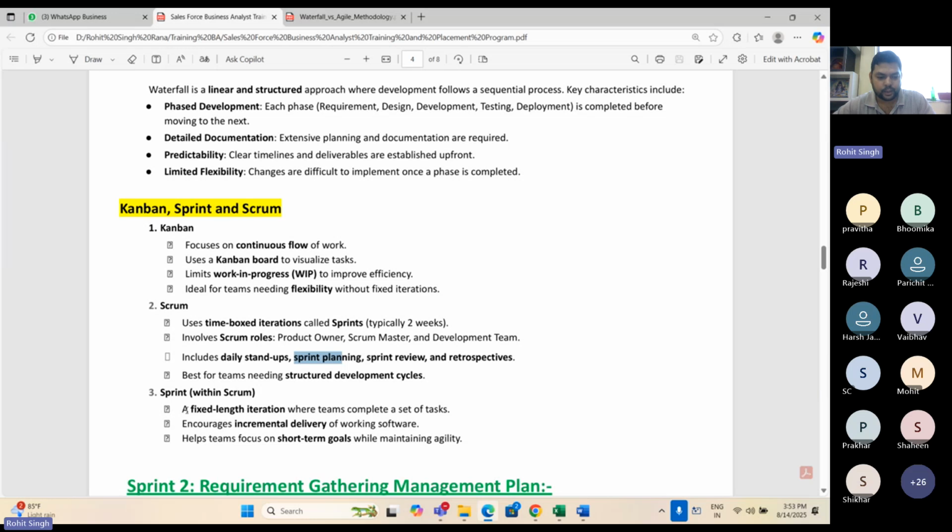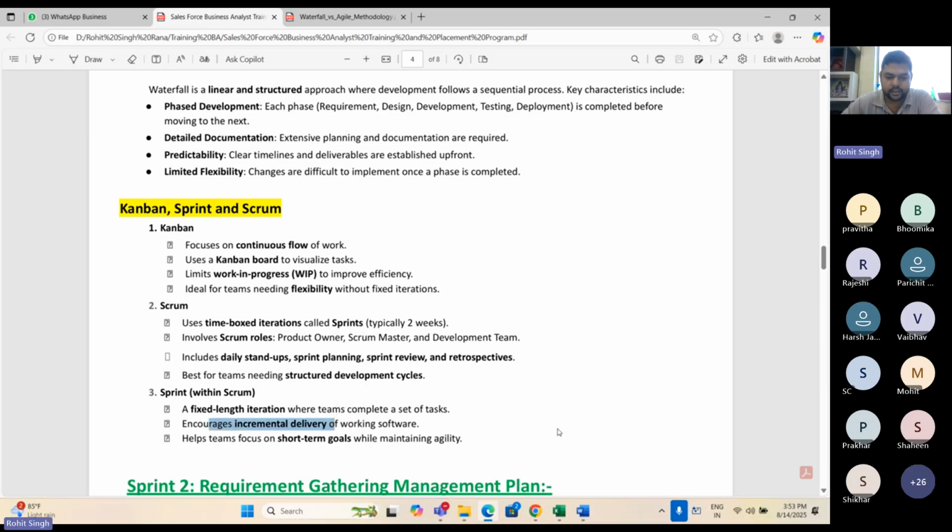That's why a sprint is a fixed length iteration where the team completes a set of tasks. So what is a sprint? Sprint is a periodic delivery with predefined tasks. In 2 weeks, 3 weeks, 4 weeks, I'm going to deliver 10, 20, 30, 40, 50 tasks, and I have a fixed lock period. So this is known as a sprint.